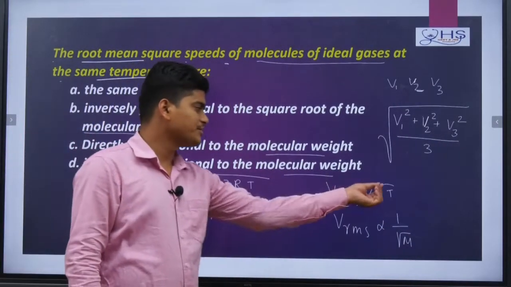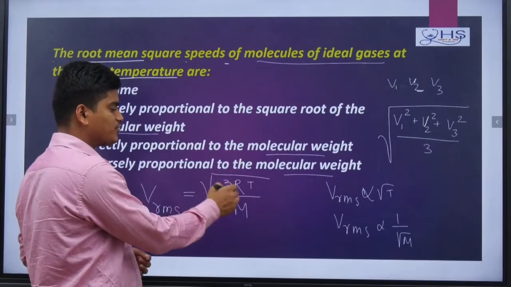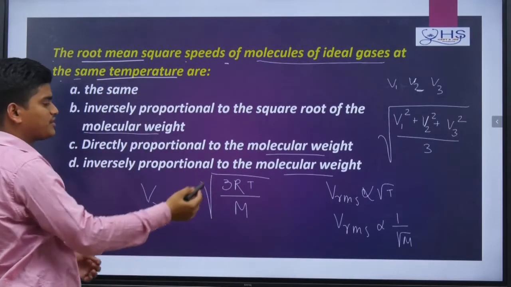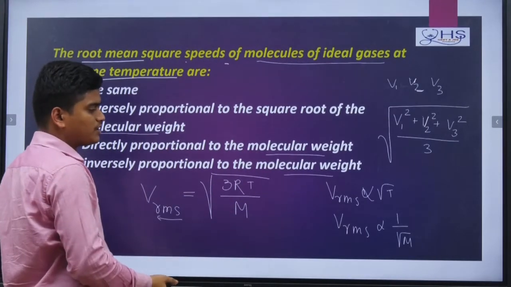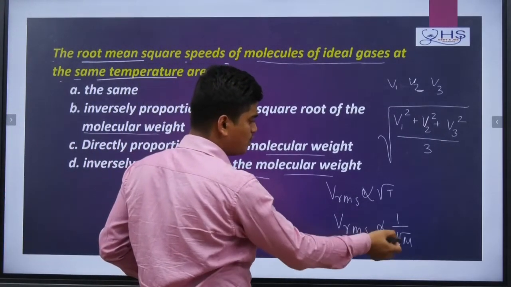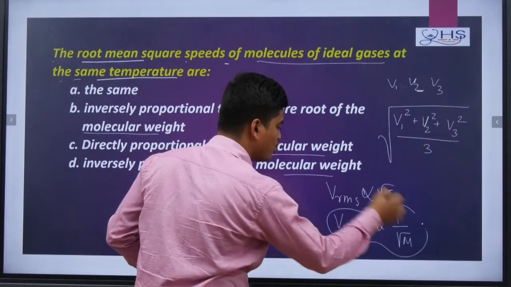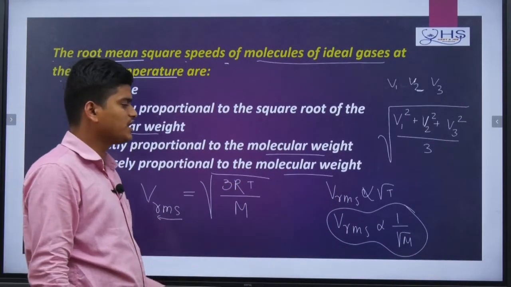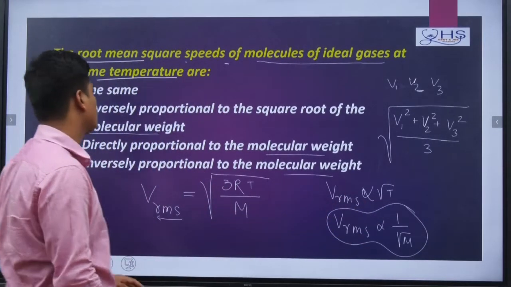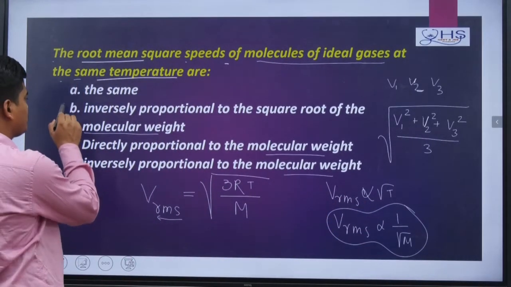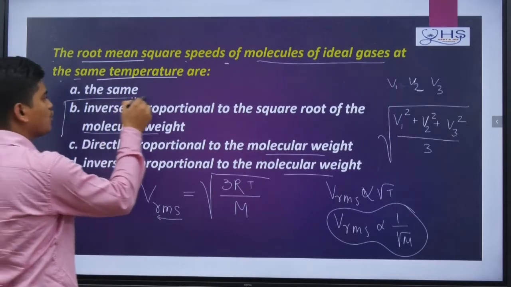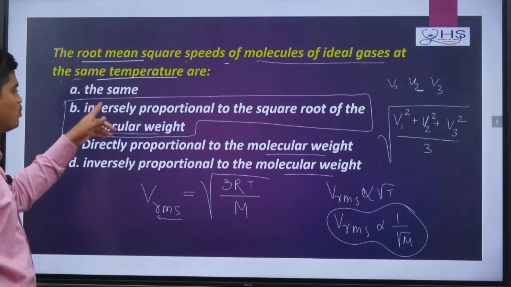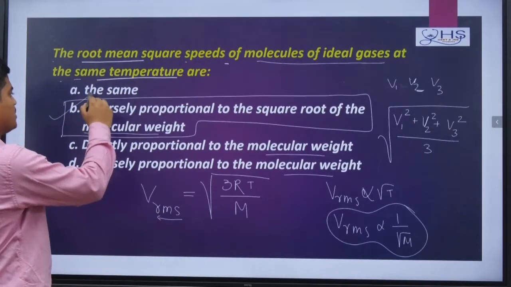R is nothing but the gas constant. They are telling same temperature, which means temperature constant, R constant. Then Vrms will be inversely proportional to the root under molecular weight. If these two quantities are constant, then definitely it will be inversely proportional to root under M. So here the answer you can write: Vrms is inversely proportional to the square root of molecular weight. So the answer will be B.